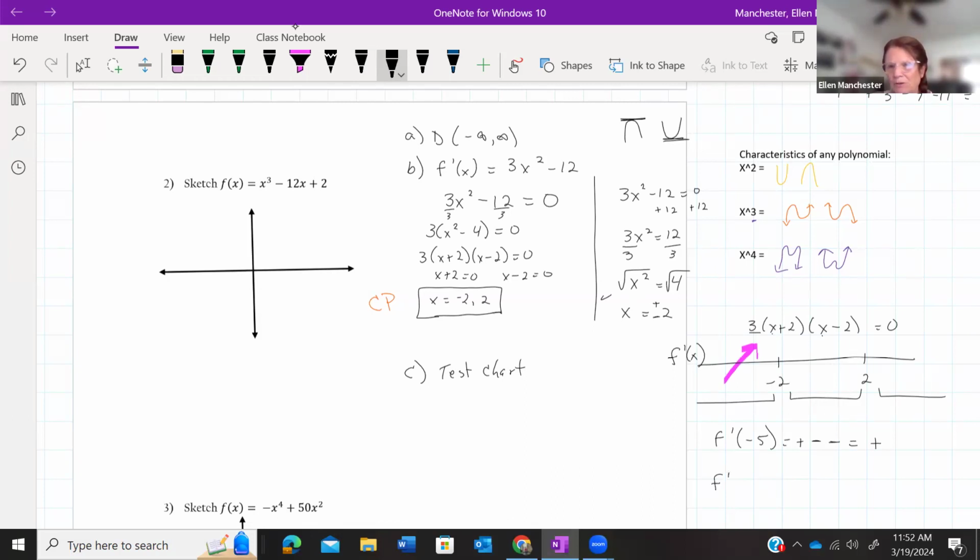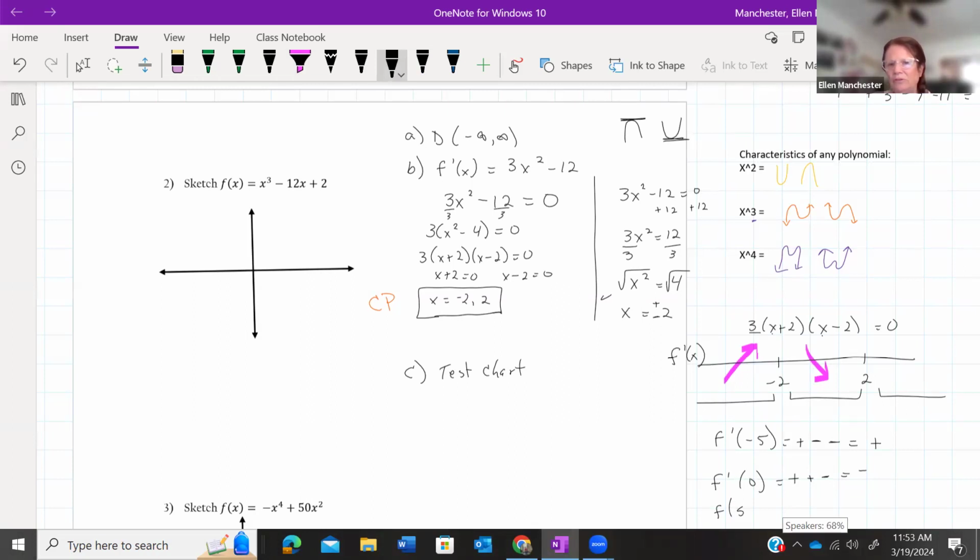Now I'm going to pick in between. On the last one, you picked -2, right? But the easiest value to use between -2 and +2 is 0. Anytime you're going from a negative to a positive, you have to cross 0. So I use 0. 0 makes it real nice. My 3 is positive, 0 plus 2 is positive, 0 minus 2 is negative. So the whole thing is negative, so it's decreasing in that interval.